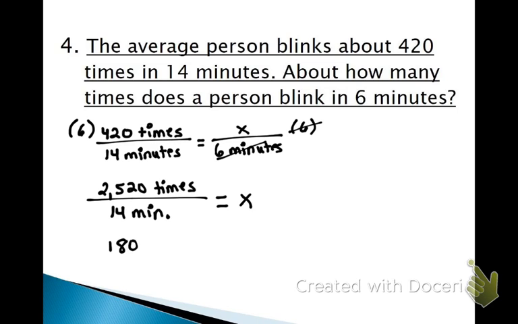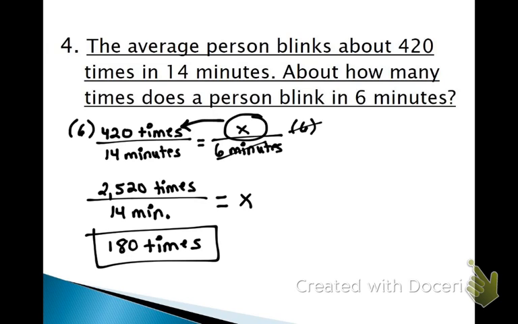Times. Listen, up here, the whole thing I'm trying to find is x. It needs to be the same thing as that, so it's going to be 180 times. Now, if you get to this point and you have no idea what you should write as your units, go back to your question. Your question asked how many times does a person blink in 6 minutes? So the answer should be 180 times. Okay? So that right there is everything that you need to know for our lesson today about writing and solving proportions.